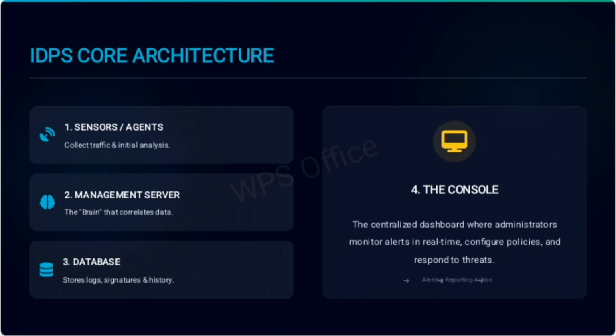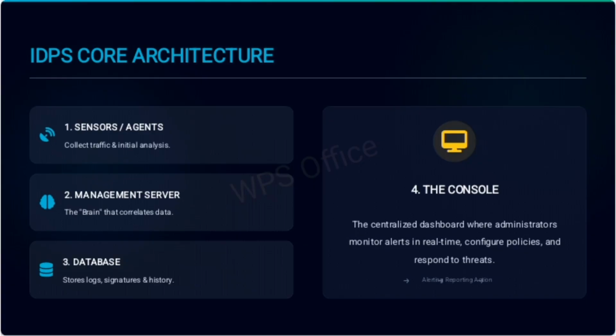Section 2. Architecture. Core components of IDPS. Now let's understand how IDPS works internally. 1. Sensors or agents. These are placed at important points in the network. They collect traffic and perform initial analysis. 2. Management server. This is the brain of IDPS. It receives data from sensors and makes decisions using correlation rules. 3. Database. All logs, detected attacks, signatures, and historical data are stored here. 4. Console. This is what administrators use to monitor attacks in real time and configure policies.